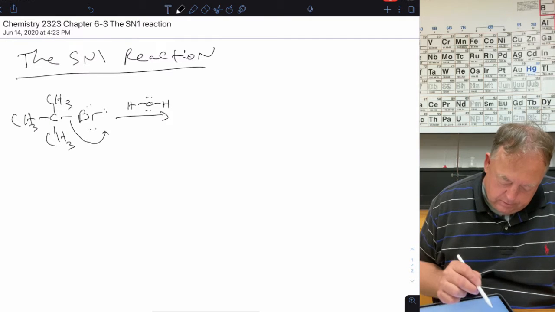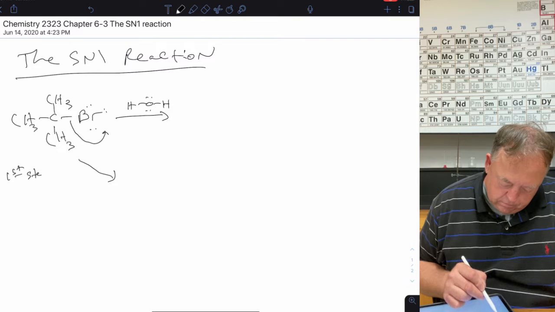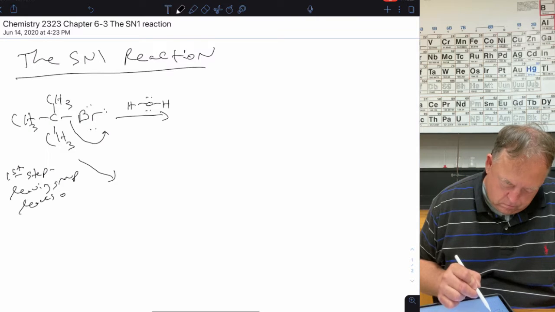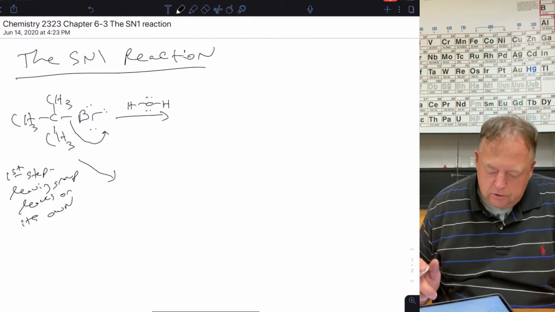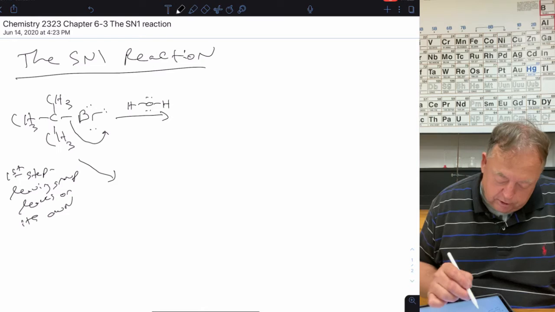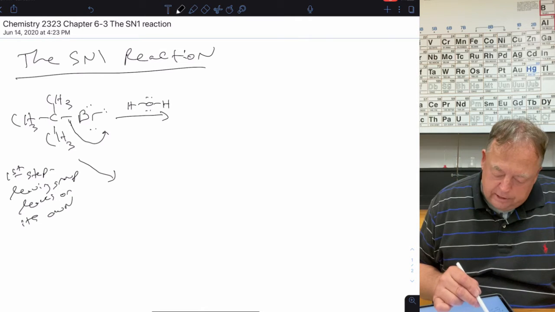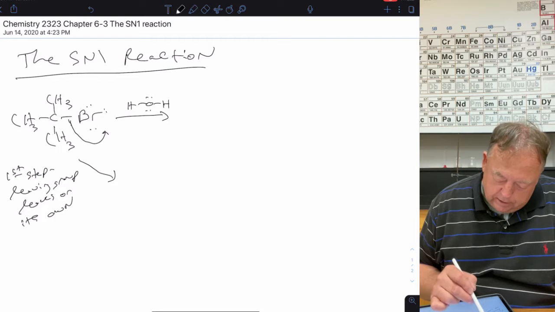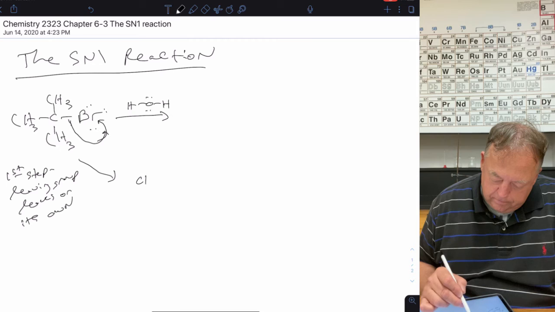step is the leaving group leaves. So it just leaves on its own. The carbon-bromine bond's not that strong, and so the bromine just leaves and it takes the 2 electrons with it. If you notice, the arrow originated from the bond and it ends up on the bromine. So the bromine's taking those 2 electrons and it's leaving.